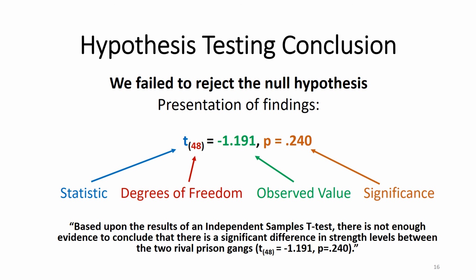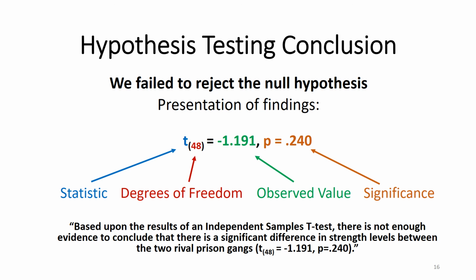Before I go into the fancy coloring and the arrows, let's look at the little quoted statement down at the bottom. If I was writing this up for a research report or a journal article, I might say something along these lines. And you'll notice how I can summarize everything in one short sentence without having my readers go through all 6 steps of my hypothesis test. So I could say, based upon the results of an independent samples t-test, there is not enough evidence to conclude that there is a significant difference in strength levels between the two rival prison gangs.